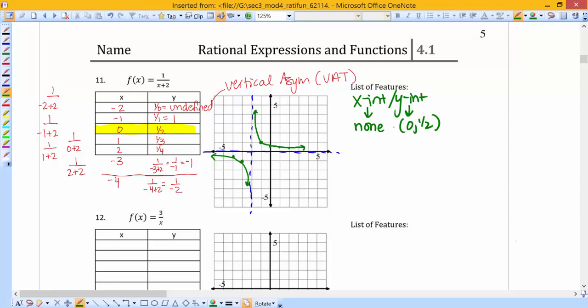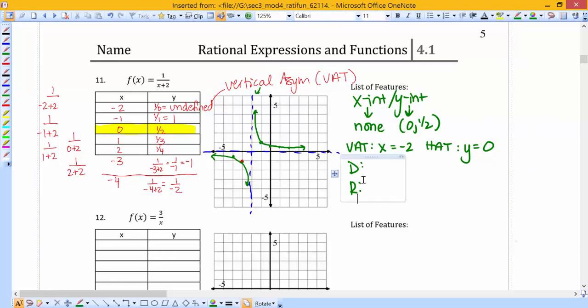horizontal axis. I do have a vertical asymptote at x equals -2, and I have a horizontal asymptote at y equals 0. Please make sure you do write these as equations. And then I would like you guys to describe the domain and the range.